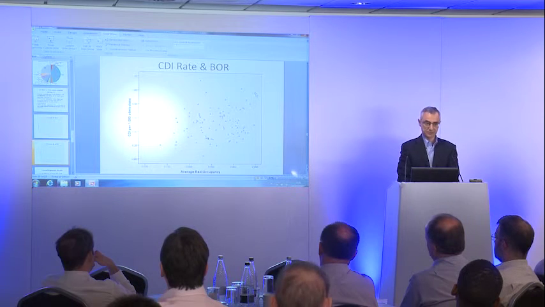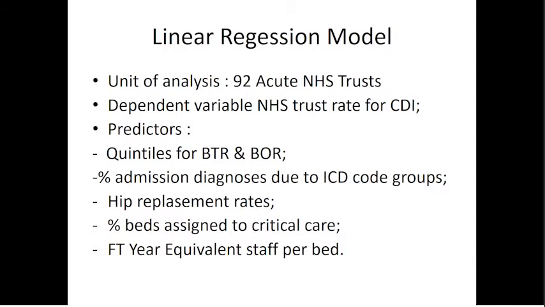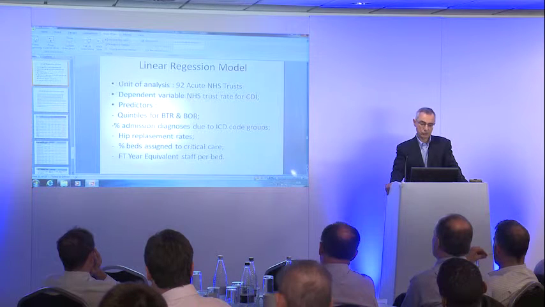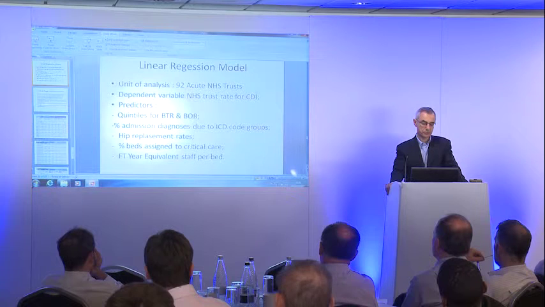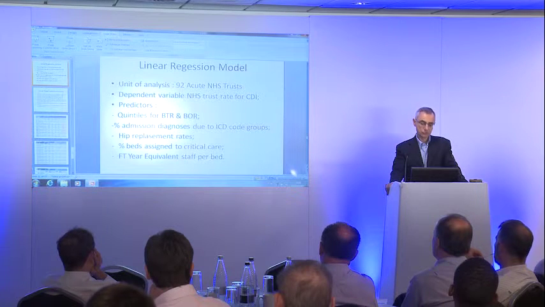And this is as expected. I applied a linear regression model to see if these 92 acute NHS trusts could reflect this association between bed utilization and CDI rate. The dependent variable was the NHS trust CDI rate per 1,000 patients. The predictors were the quintile for BTR and BOR.